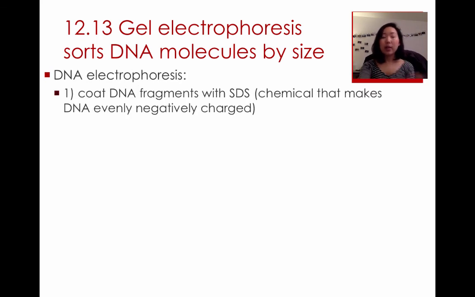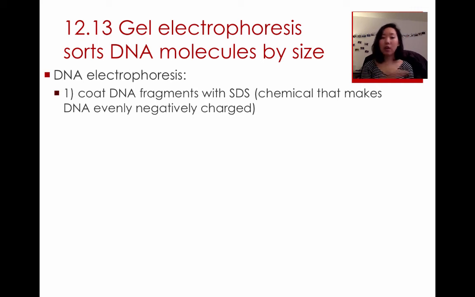So here is the process of DNA electrophoresis. This is gel electrophoresis just for DNA. The first thing we do is take the DNA and cut it into fragments. We use a restriction enzyme and cut it all into fragments. After we do that, we coat the DNA fragments with a chemical called SDS, and this makes everything in the DNA evenly negatively charged.